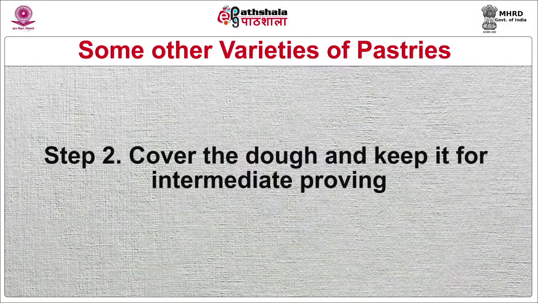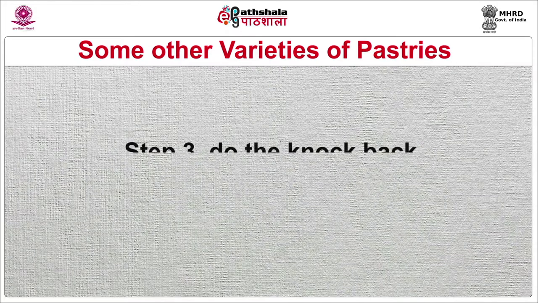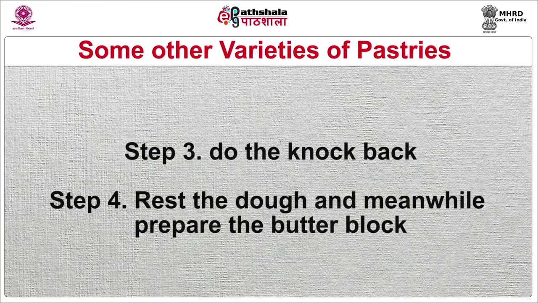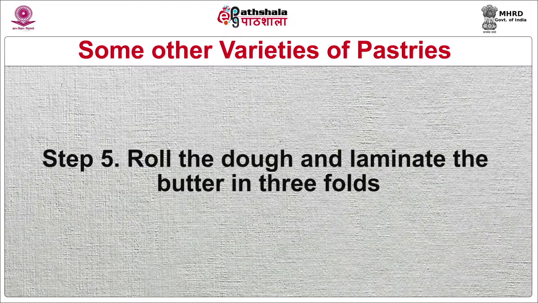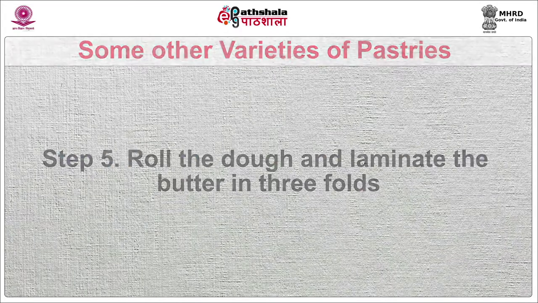Step 2. Cover the dough and keep it for intermediate proofing. Step 3. Do the knock back. Step 4. Rest the dough and meanwhile prepare the butter block. Step 5. Roll the dough and laminate the butter in 3 folds. Step 6. Cover the rolled pastry with plastic and freeze in the freezer until used.